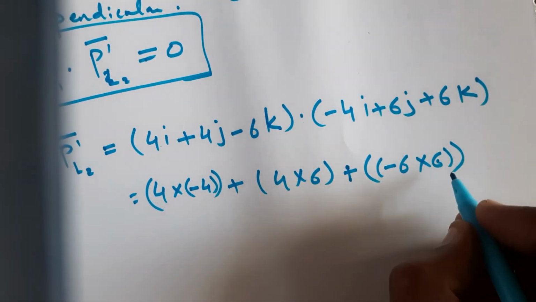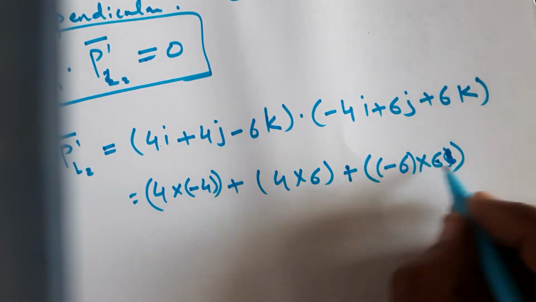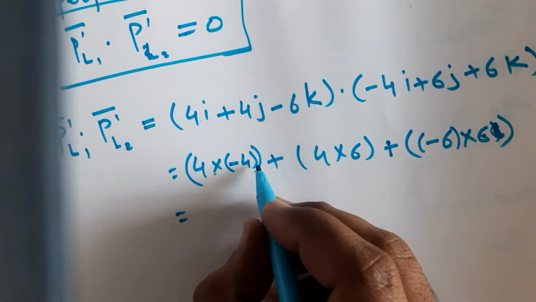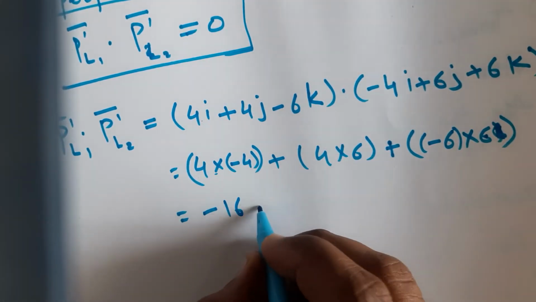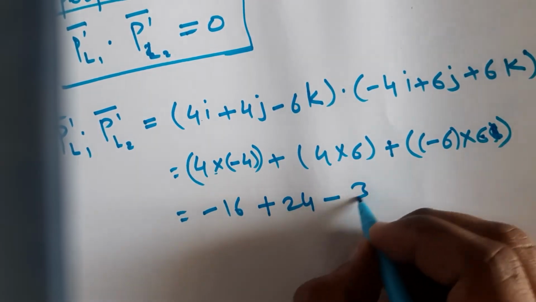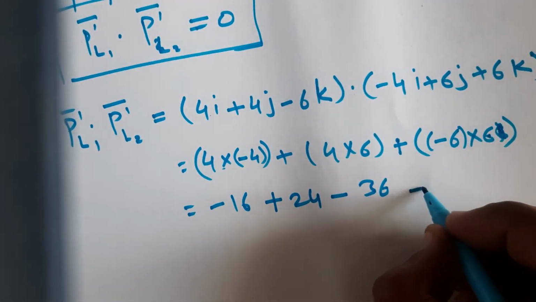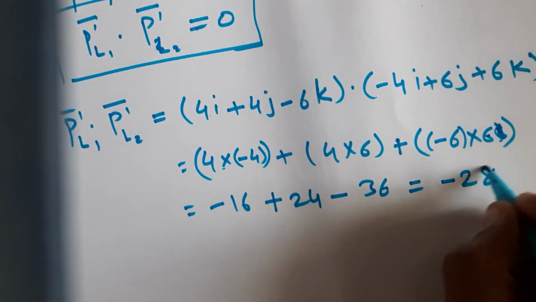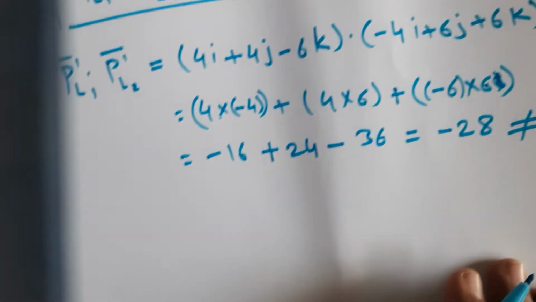Okay, so here it will be the bracket minus 6 into 6. Now 4 into minus 4, it is 6 minus 16 plus 24 minus 6 into 6 is 36. Okay, so if you solve it, you will get here minus 28. As it is not equal to 0, it means the lines are not perpendicular.